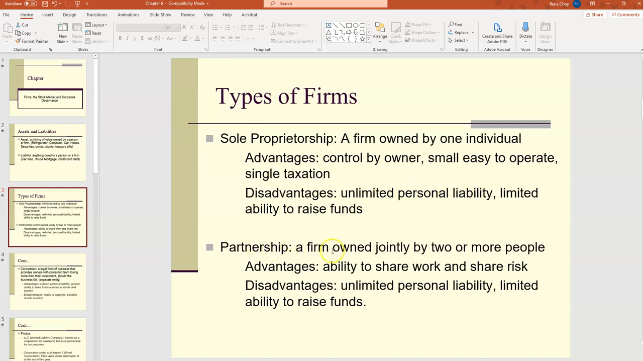In a partnership, a firm is owned jointly by two or more people. The major advantages is the ability to share work and share risk. Major disadvantage is the unlimited personal liability problem that now applies to both of you and your partner.